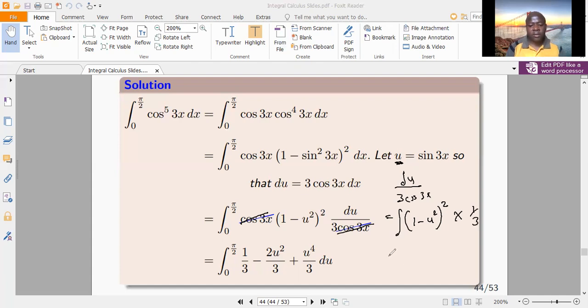So it's easier, first of all, to square it. When you square this, you get 1 minus 2u squared plus u raised to 4. Then multiply that by a third. There's a du here. When you multiply by a third, you get what I have here: a third, then negative 2u squared out of 3, and u raised to 4 out of 3. Now integrate this by just adding 1 to the power and dividing by the new power.